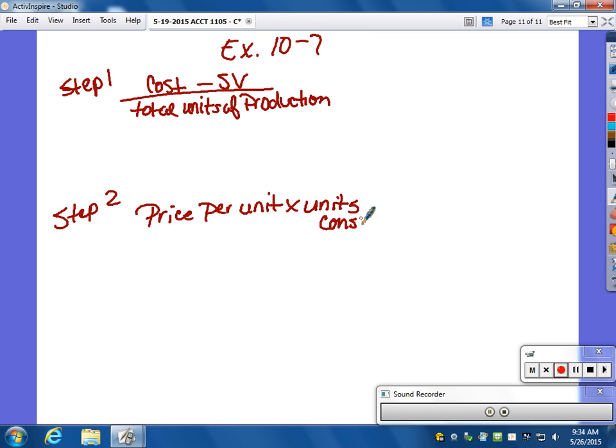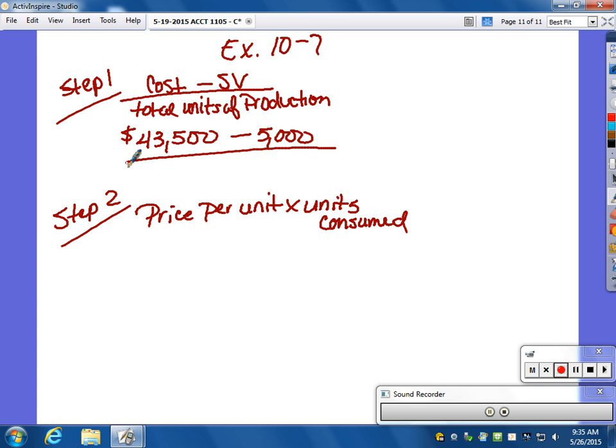So going back up here to step 1, what's the cost in this problem? 43,500. Because they told you to refer to the previous one, right? And the salvage, I remember, was 5,000, right? And how many units produced? 32,500 each year.